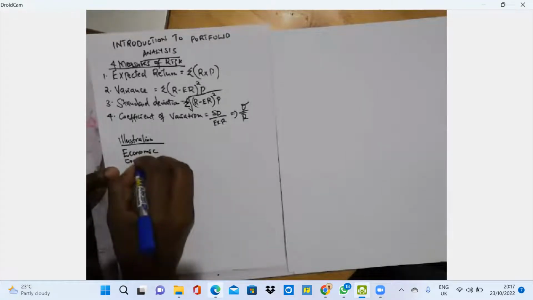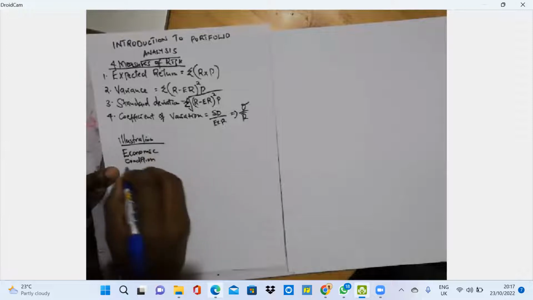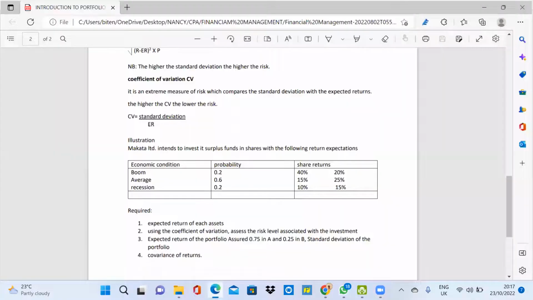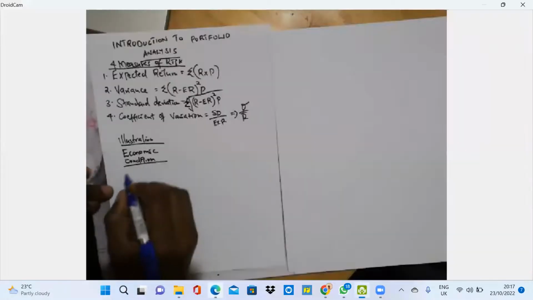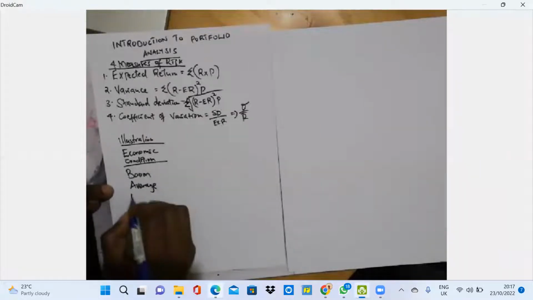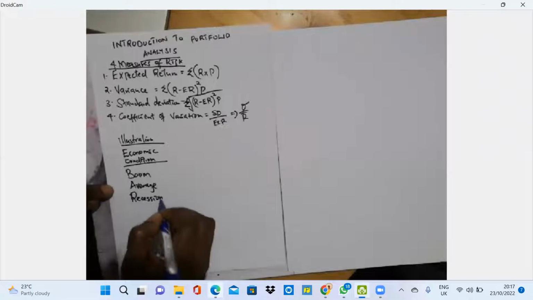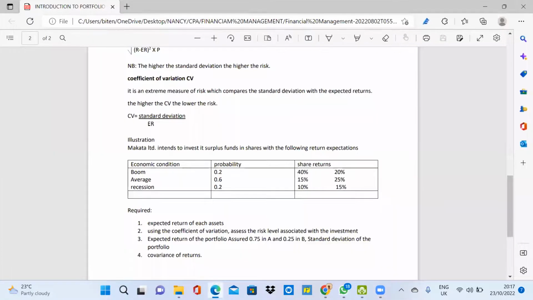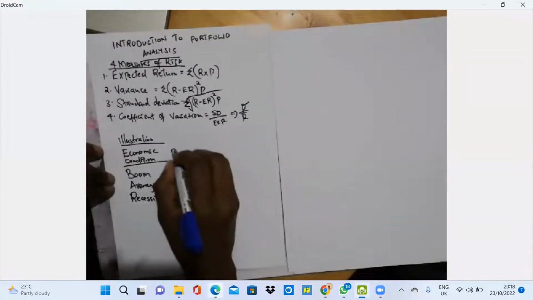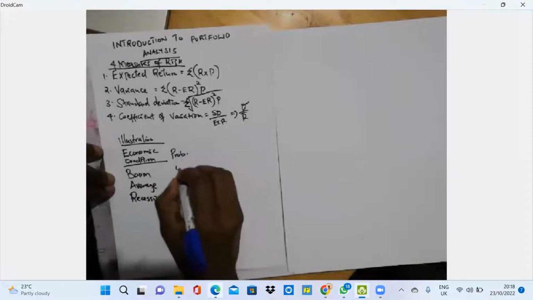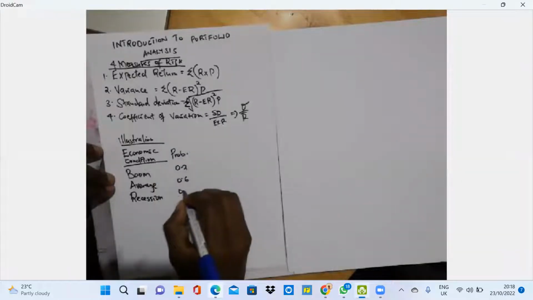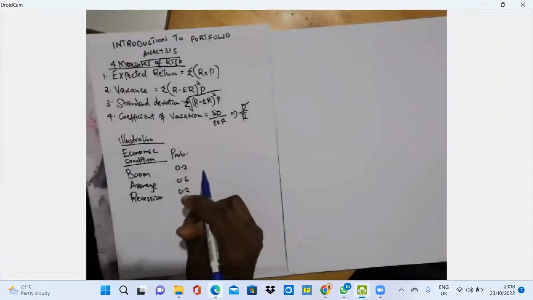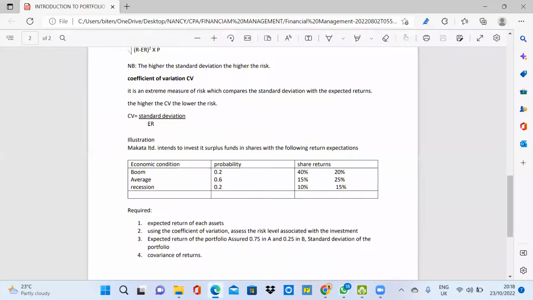Economic condition. We have boom, average, and recession. Probability, we have 0.2, 0.6, 0.2. Always ensure that your probability adds to 1. And then share return, we have 40, 15, and 10.